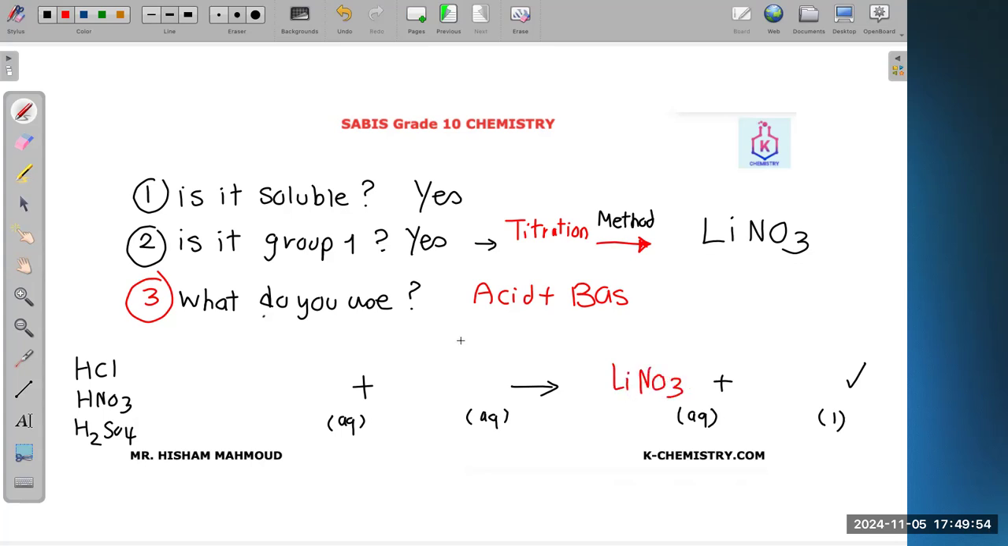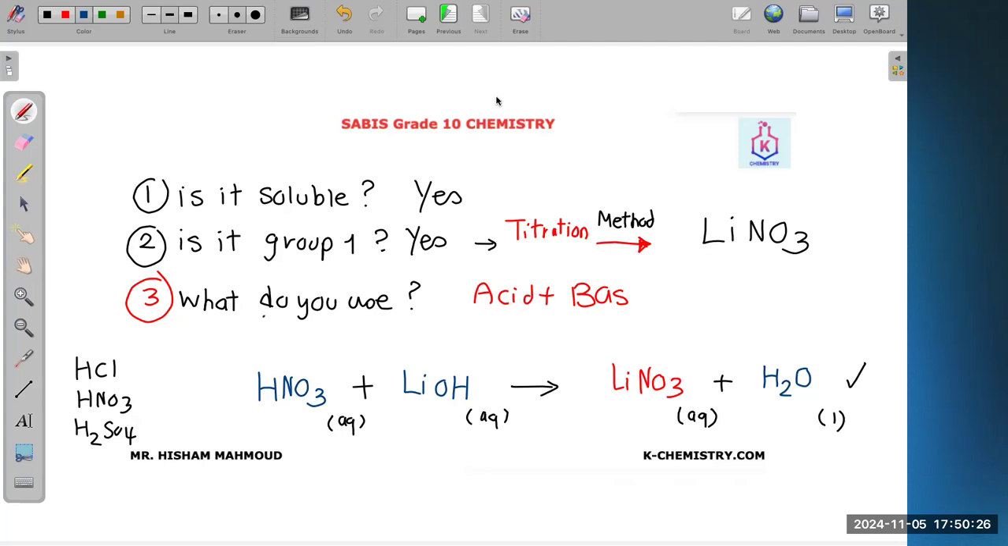LiNO3. What is my acid and what's my base? The acid is HNO3, nitric acid. Okay, and the base is LiOH. Very good. And what about the products? Is there another product? H2O, water. Very good. And is it balanced? 2 here and 2 here. It's balanced. Very good. Okay.